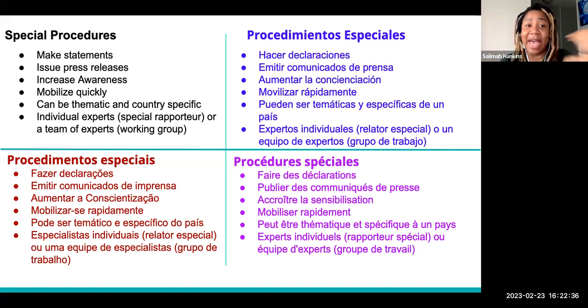These special procedures can be thematic. Like I said, it could be focused on people of African descent and law enforcement. That's a theme. Or it could be country specific, if there's a specific human rights violation happening in a specific country. Individual experts are called special rapporteurs, or you'll have a team of experts called working groups. Usually it will be about 5 people in the team of experts, or you'll have one person who is the special rapporteur, but they are all independent experts. The idea is that they would be unbiased, able to investigate, and be impartial. So special procedures are a good way to increase awareness for your issue.